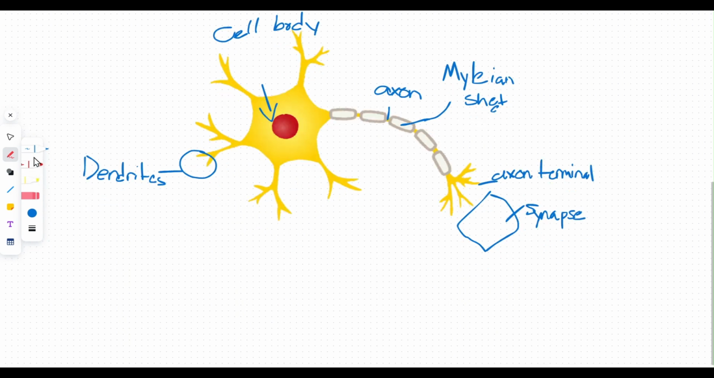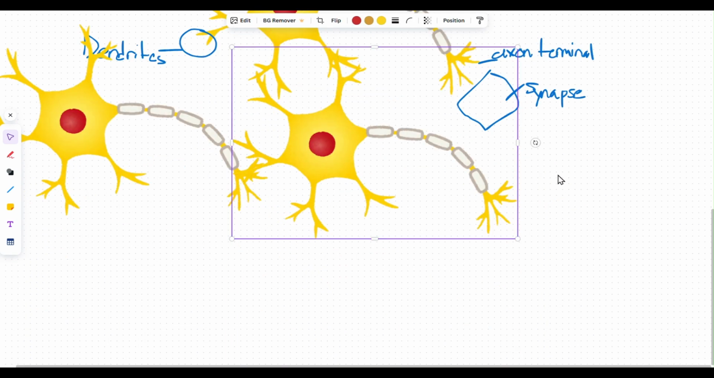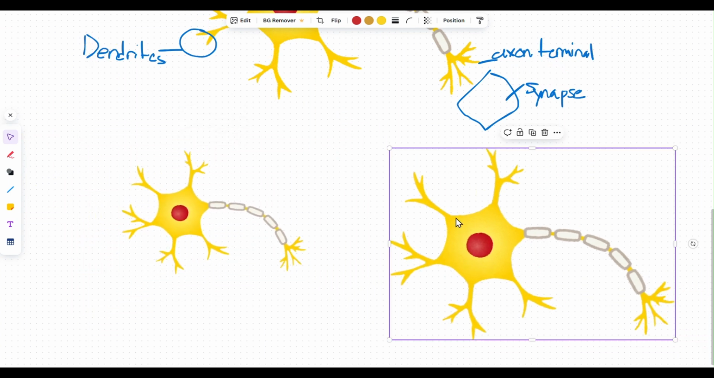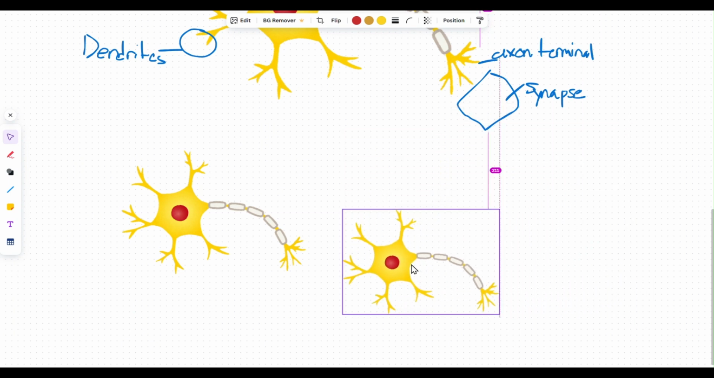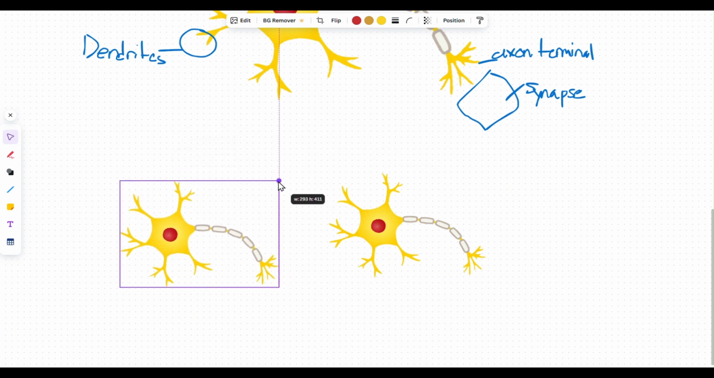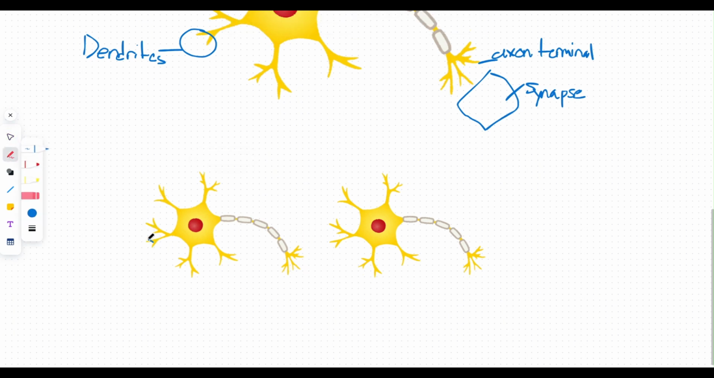Let me just grab a duplicate. Let's say you have two neurons. Let's say this neuron senses something, that it's a cold day today. The dendrites will sense a cold day, suppose. This will send it through the cell body.